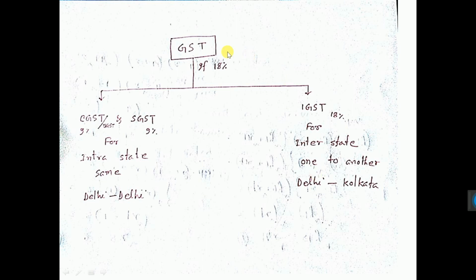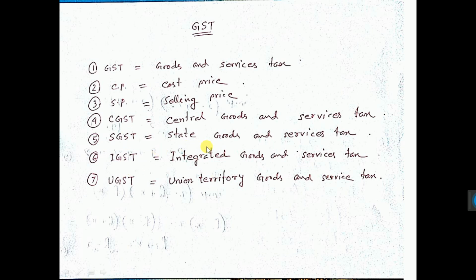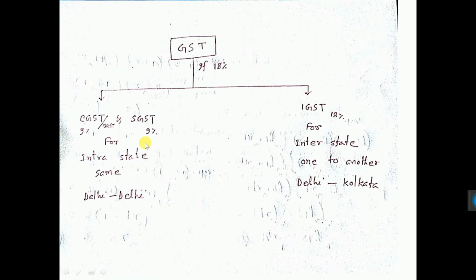Now see, this GST we are dividing into two categories. One category I am writing CGST, that is Central GST, and SGST, that is State GST. And you see here I have written UGST, that is Union Territory GST. So CGST or Union Territory GST, anyone will be used.